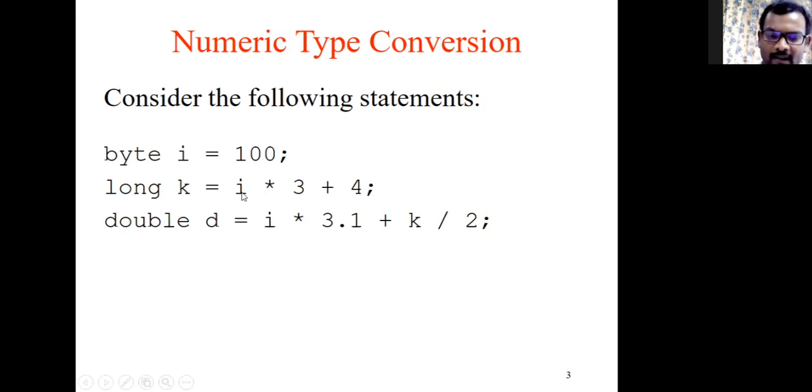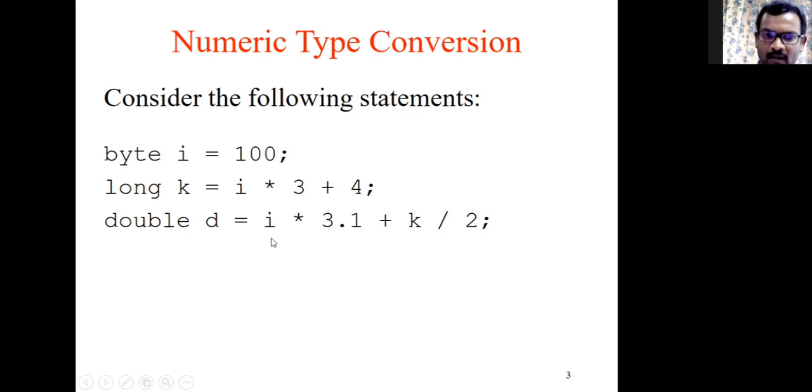i is a byte type value, and it is multiplied with an integer type value. That means after performing this multiplication and addition, since the byte value is multiplied with an integer value, the entire result will be converted into an integer. Now the integer value you are storing into the long data type. That means a lower range data type value is converted into a higher data type value. So this is called widening.